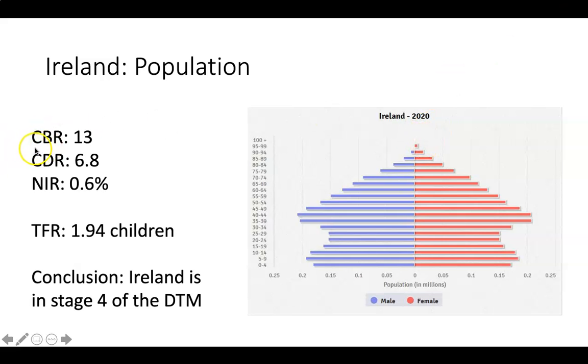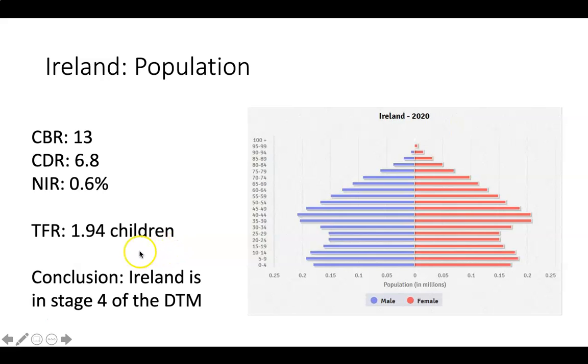You will note that I have the crude birth rate, and I have the crude death rate, and I have the natural increase rate, as well as a fourth statistic I've chosen, and that is total fertility rate. You can choose other statistics to use in your explanation as well. And I have put my conclusion that Ireland is in stage 4 of the demographic transition model.